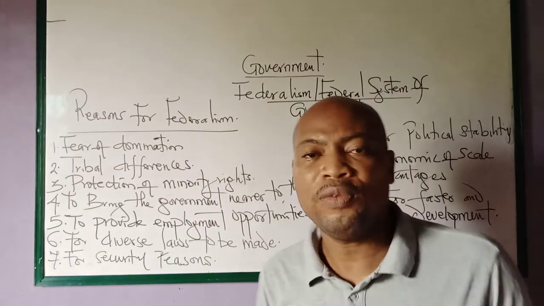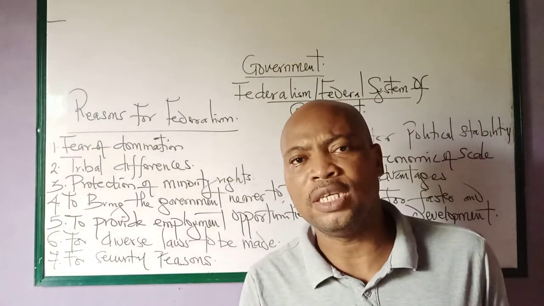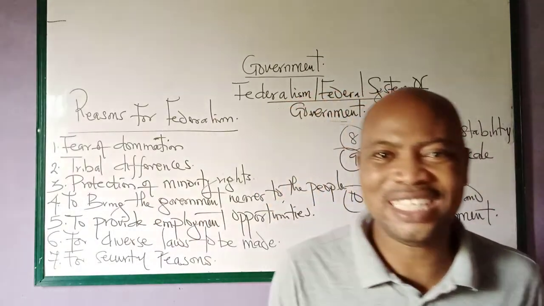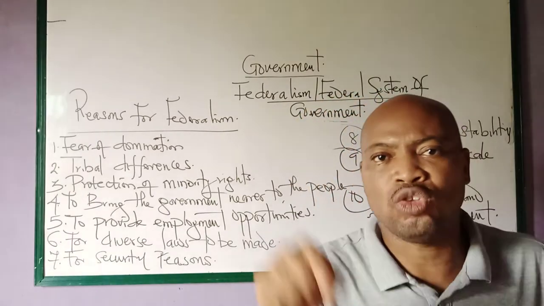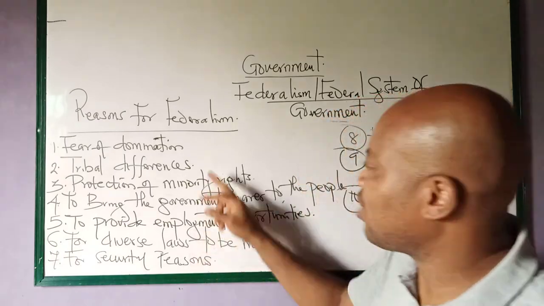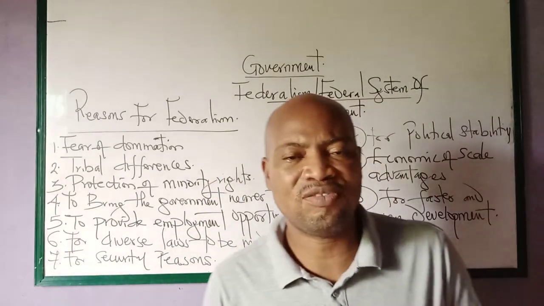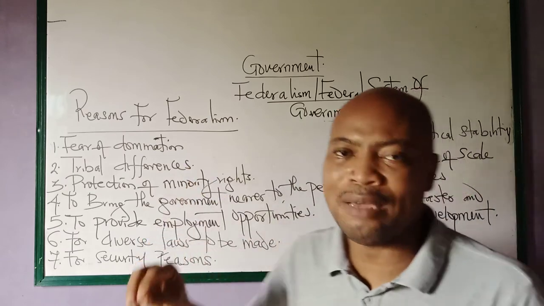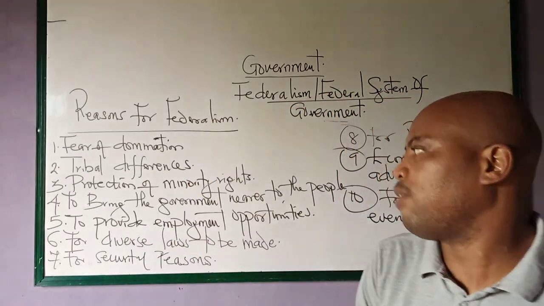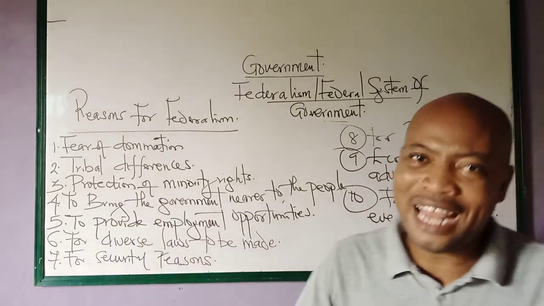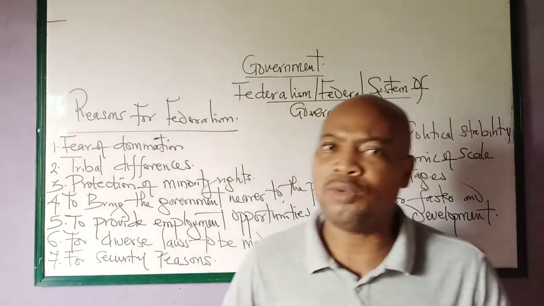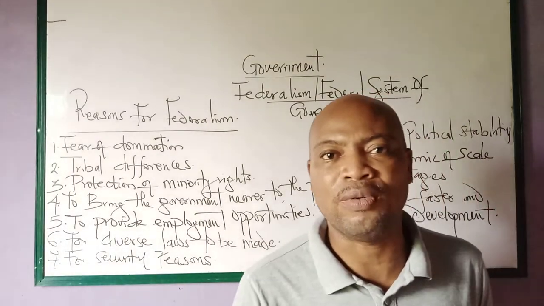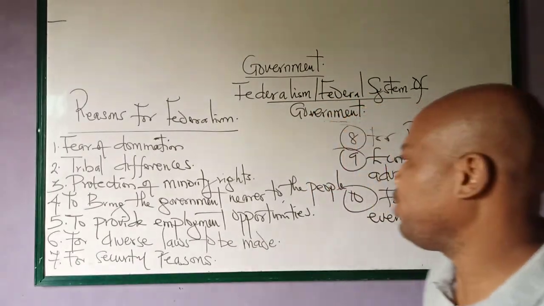Fear of domination. One of the reasons why federalism is adopted in a country is as a result of the fear of domination. The fear of one ethnic group dominating another ethnic group will lead a country to adopt a federal system of government. Then tribal differences. A country where people share different tribal languages, origin, customs, tradition, you will discover that it is imperative for such a country to adopt federalism. Then also, in a country where there's a large demarcation between the majority and the minority, it is better for such a country to adopt a federal system of government so that the interest of the minority will be protected.